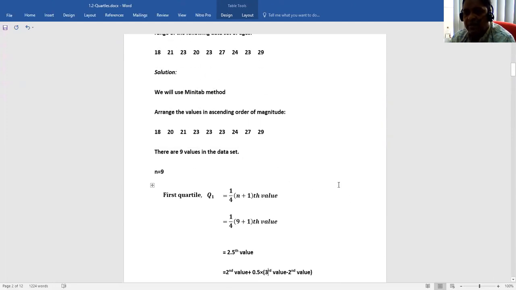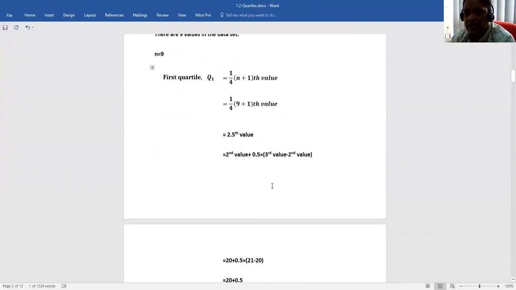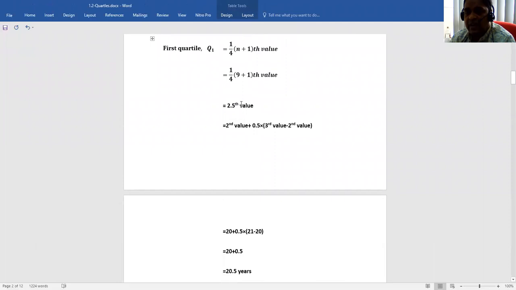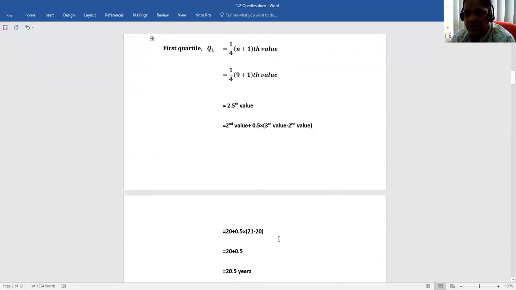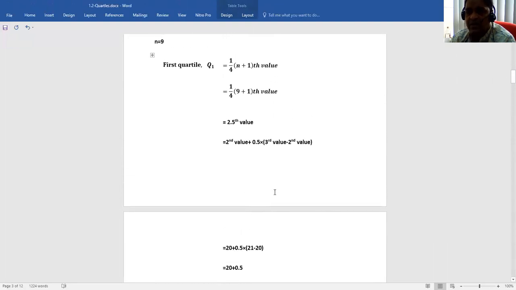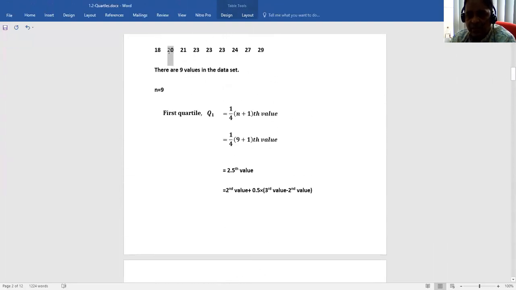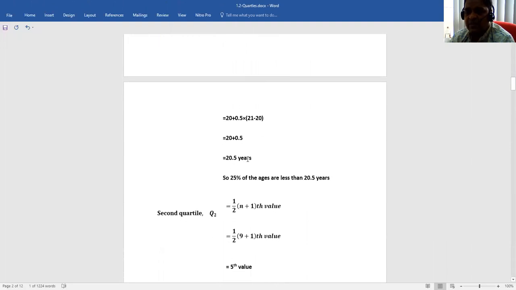So what is our second value? Our second value is 20. So we take 20 plus 0.5 multiplied by, what is the third value? The third value is 21. So we take the third value minus the second value, which is 20. If you do the calculation, we will get 20 plus 0.5, and that will be 20.5 years.